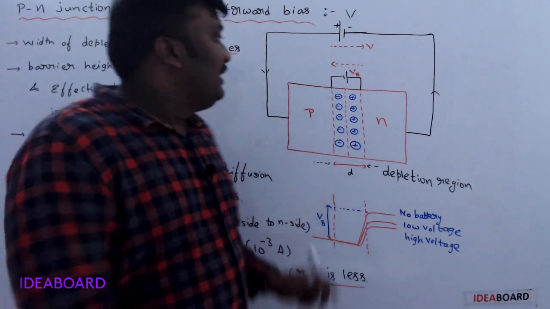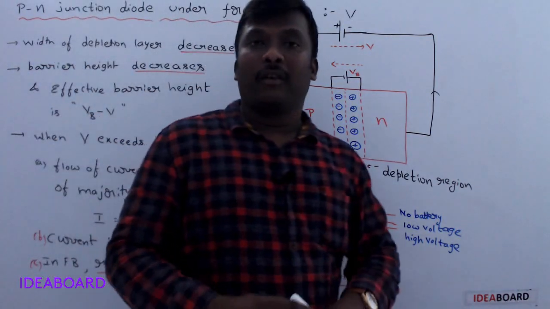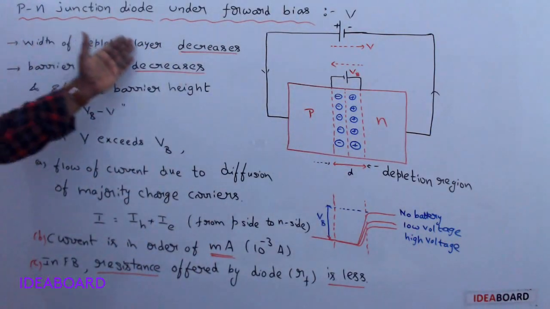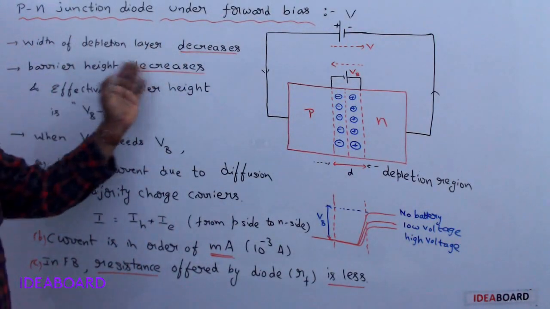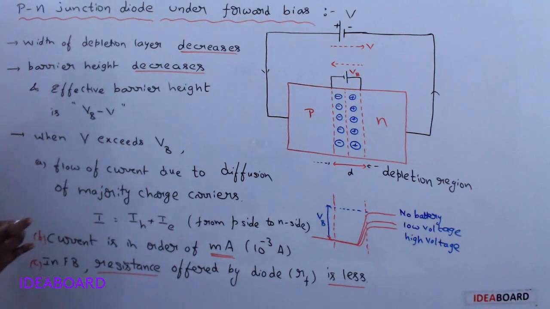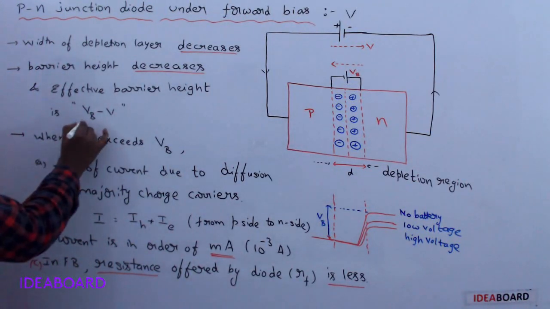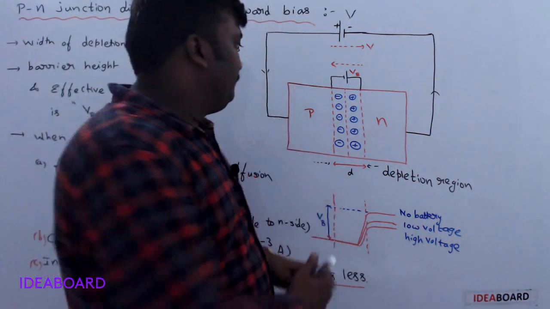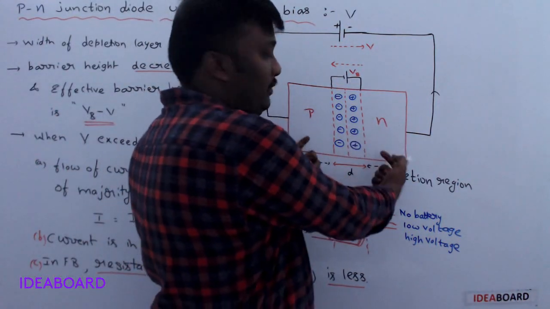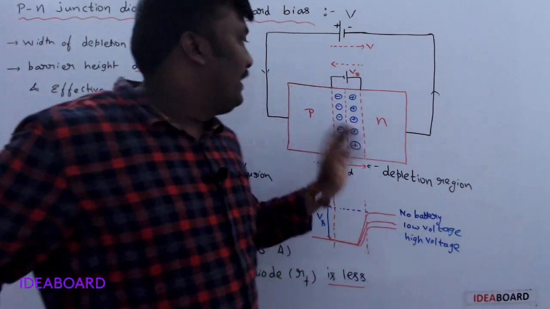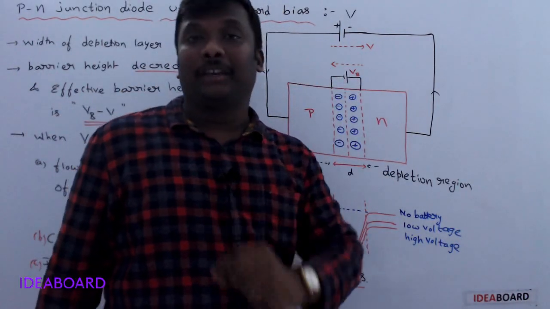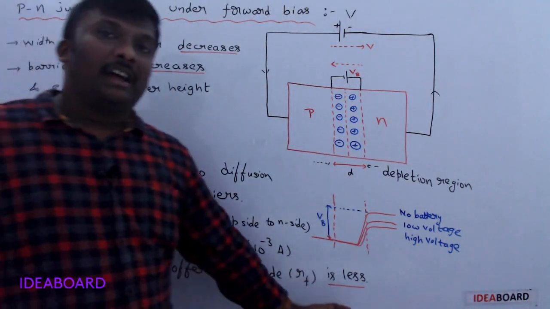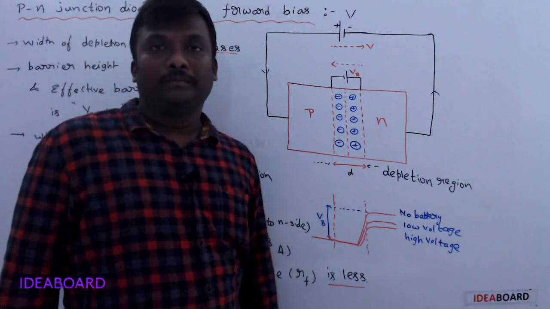Understand? So this is about forward bias. Is it clear? The width of the depletion layer decreases, the barrier height decreases, and the effective barrier height now becomes VB minus V. Whenever V exceeds VB, majority charge carriers diffuse from one side to the other side. The current is the total current measured in milliamperes and the effective resistance is low.